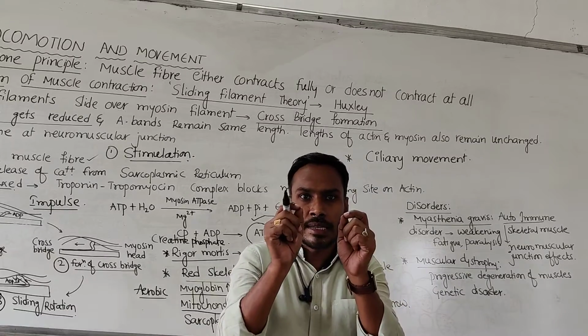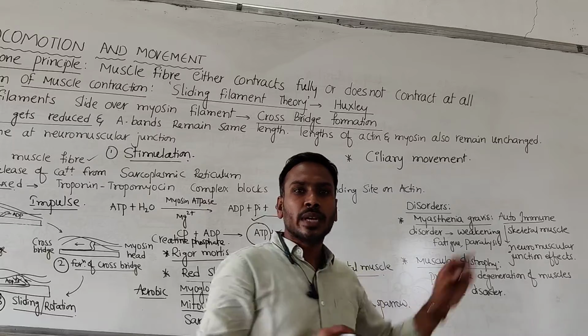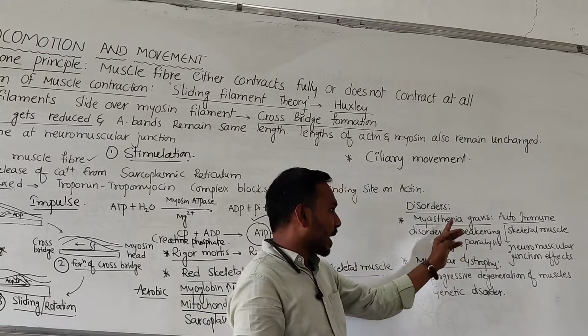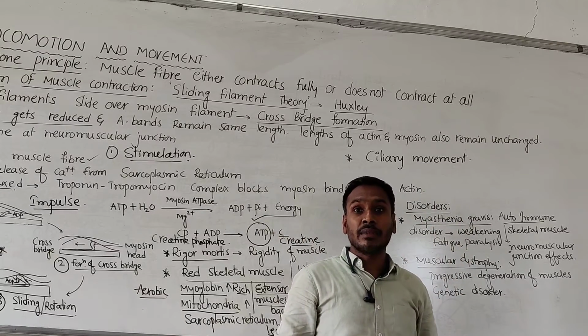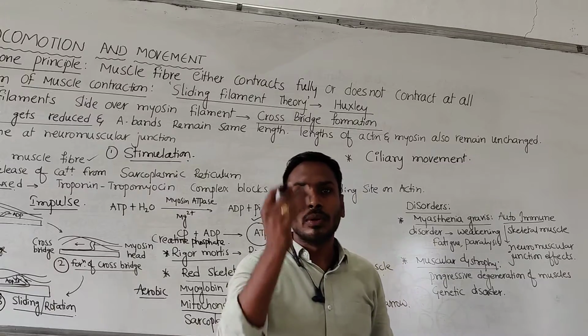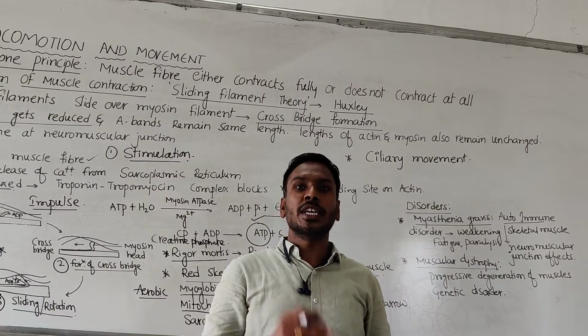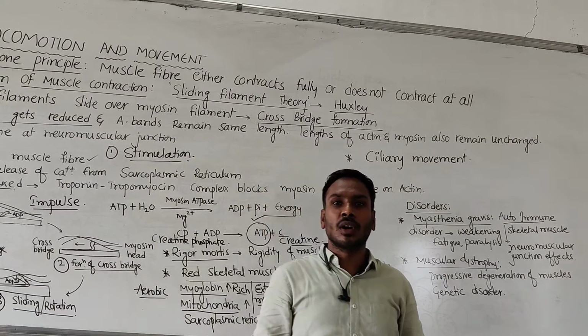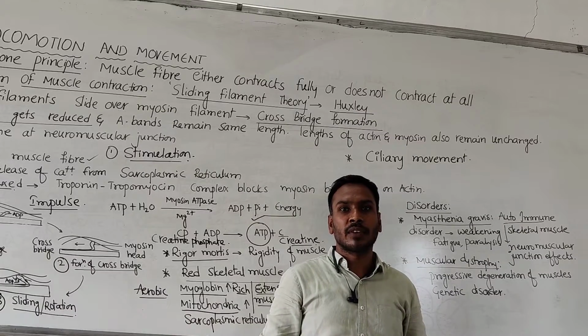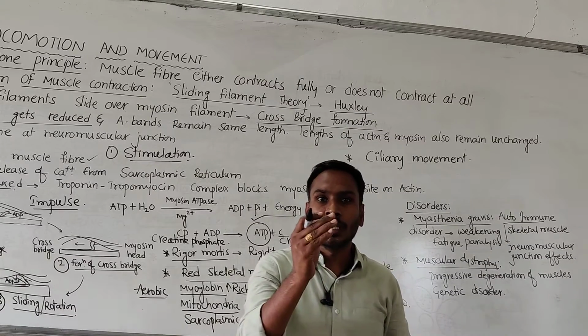So you need to concentrate line by line on NCERT to get clarity. And the second one, as I said, myasthenia gravis is an autoimmune disorder which is due to degeneration of the neuromuscular junction. This is the second question.